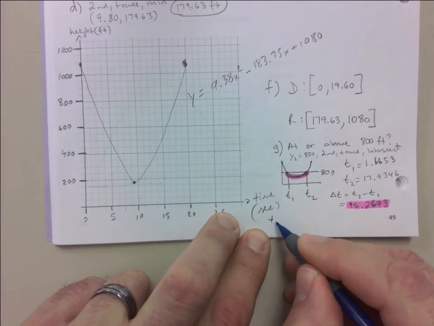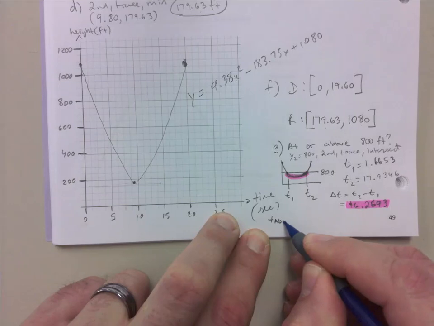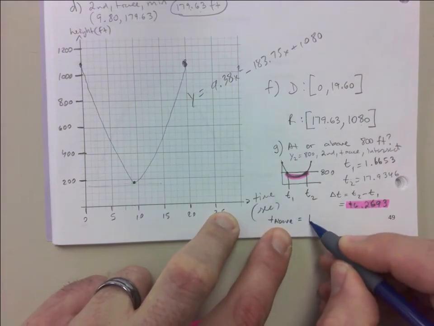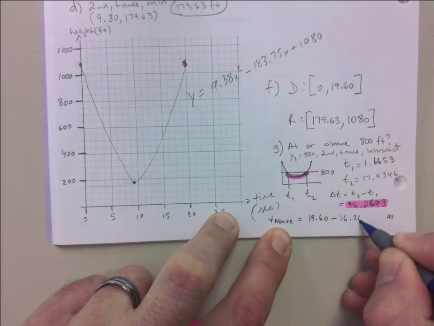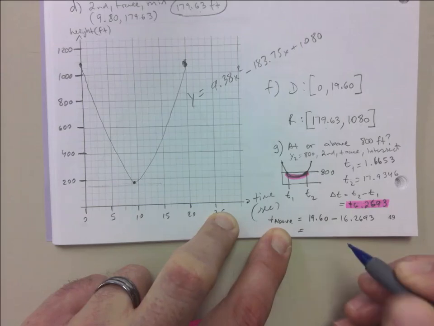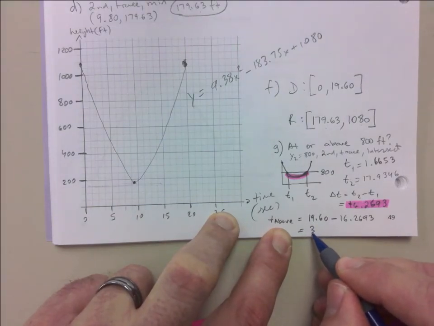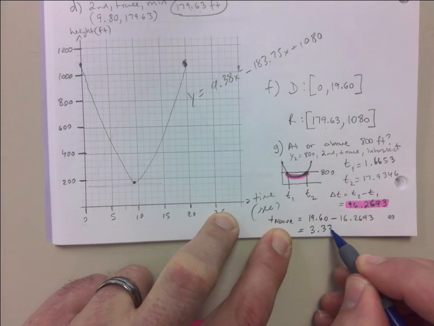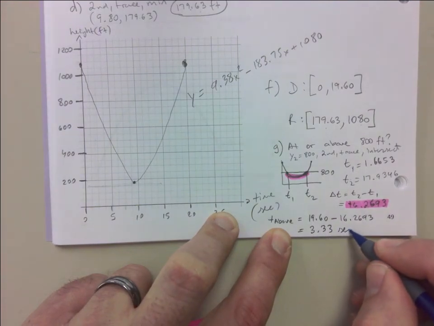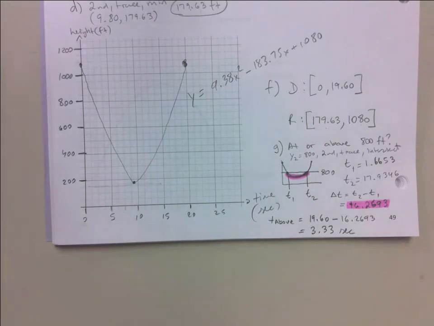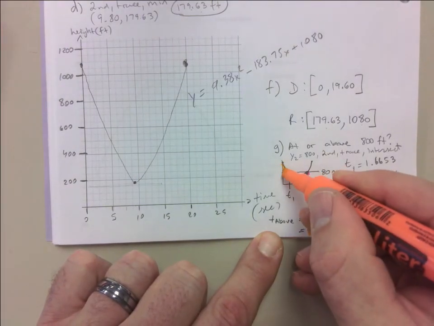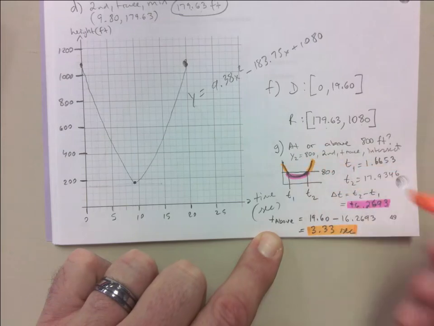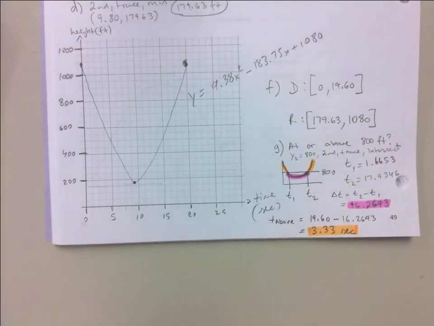Time above is 19.60 minus 16.2693, and you get 3.33 seconds. That is the time above. So that's getting a different color. That's going to give me that stretch right there and that stretch right there.